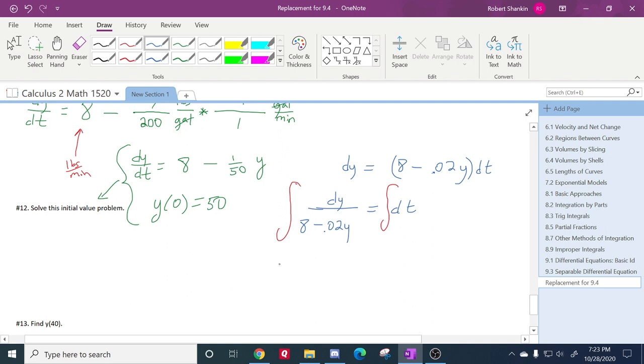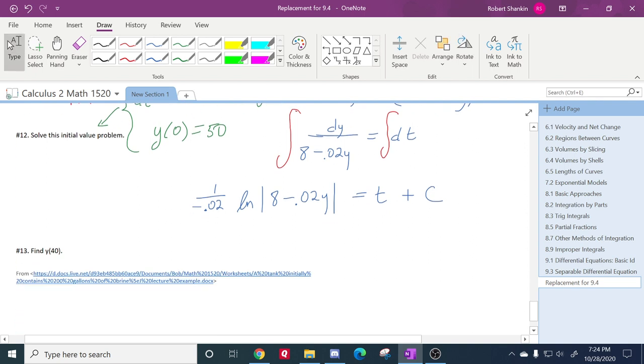And the left side, this is going to be the ln of the absolute value of 8 minus 0.02y. Now if I took the derivative of that, I would get 1 over that times an extra negative 0.02. So I have to cancel that out. This is t, and then once I got rid of all the integrals, I have to throw in a plus c.